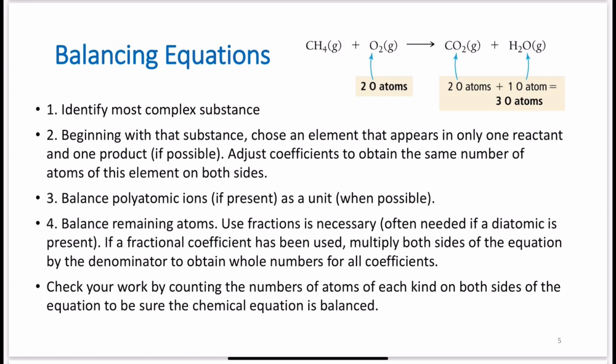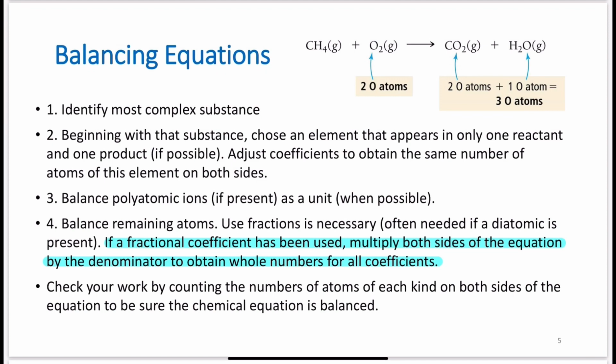Balance your polyatomics, if present, as a unit when possible. If the polyatomic stays together, keep it together. If it splits apart, then we look at the individual atoms. Balance the remaining atoms, use fractions if necessary, and you'll often see this happen with diatomics. Not always, but often. But again, if a fractional coefficient has been used, multiply both sides of the equation by the denominator to obtain whole numbers for all coefficients. You are not allowed to leave fractions in your balanced equation. There's one very specific case of an equation where fractions are actually required, but that is for a formation reaction, and we don't even learn those until the thermochemistry chapter.